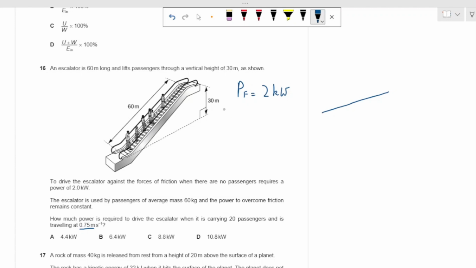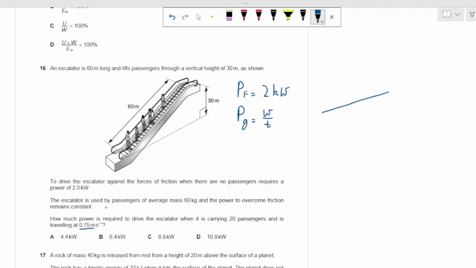So that 2 kilowatts is done, but that's not the only power that will be done when they're going up the escalator. They're also doing some sort of power against gravity, which is again what? Power is work done per time taken.